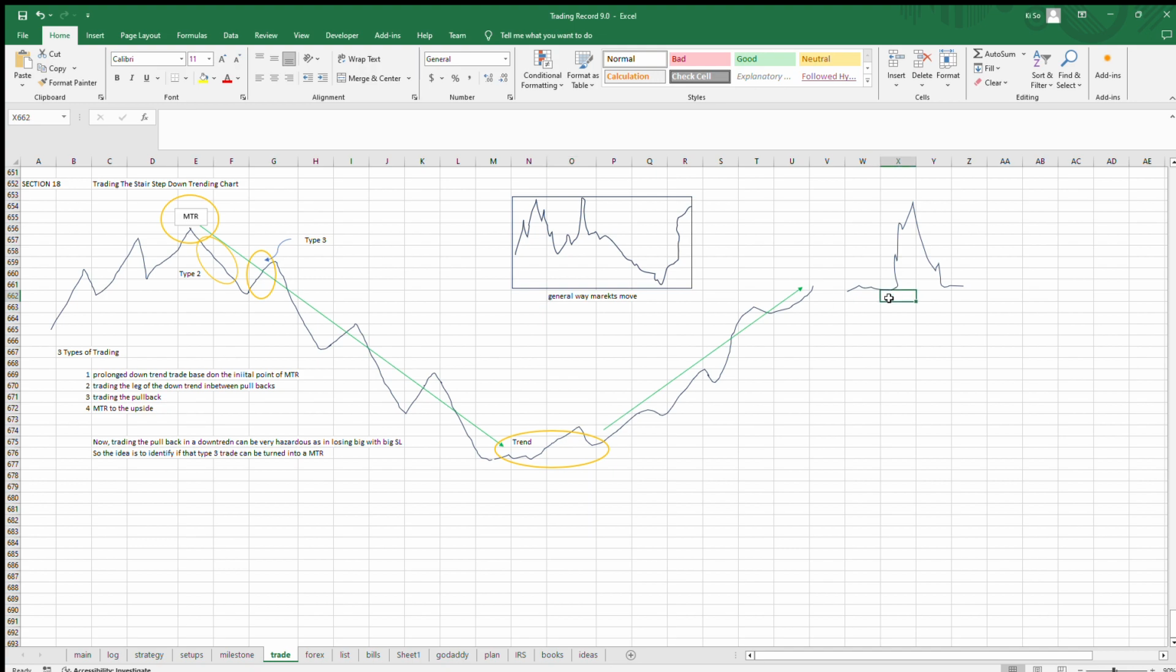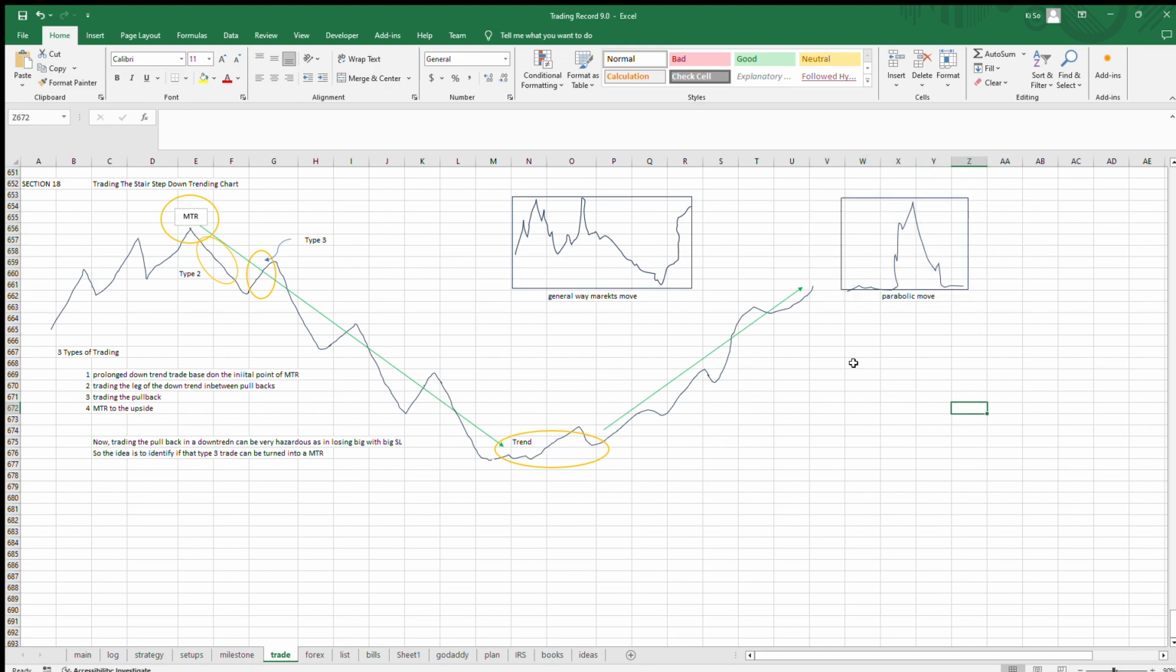Now this is the parabolic move, okay, which has definite and clear parabolic up, parabolic down. There's also a range bound situation. Okay, so that's parabolic. There's a third type, which is the range bound situation, right? So I'll just put it there.